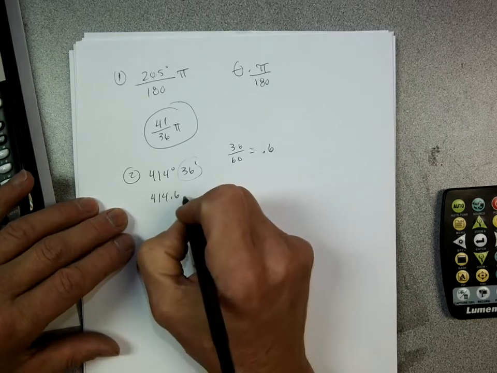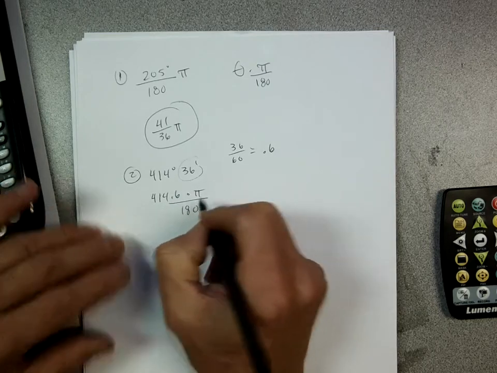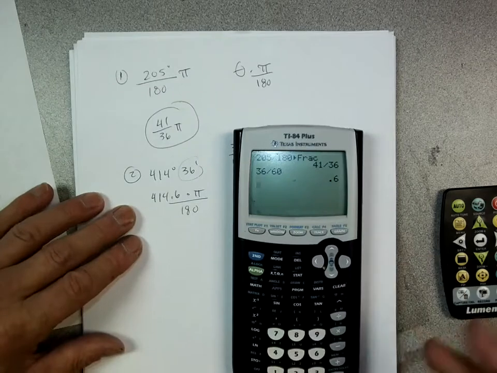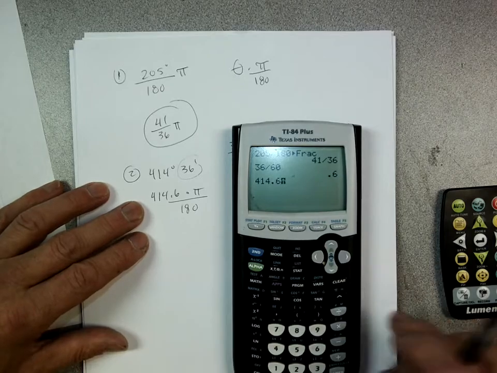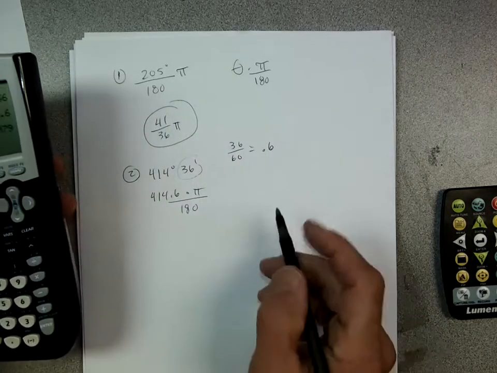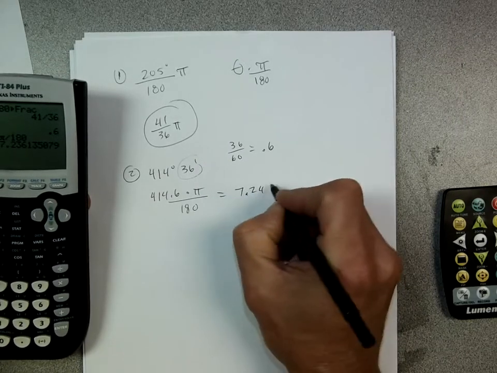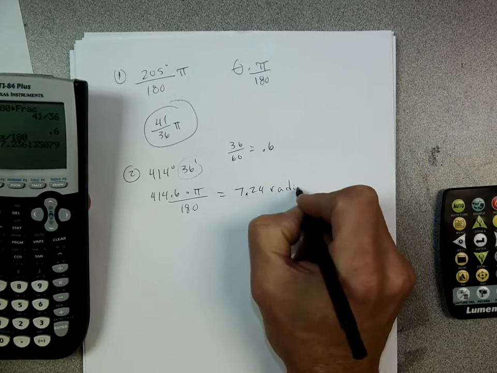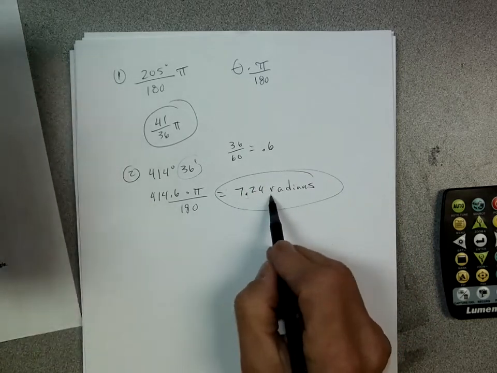So 414.6 times my pi over 180, okay? And we're just going to get a decimal answer, which is okay because most radians are in terms of decimals anyway. 414.6 pi divided by 180, and I can answer about 7.2, we'll round it to 7.24, and that's radians. Okay, that is an angle. It's also an arc length. We're going to leave it in terms of 7.24 radians.